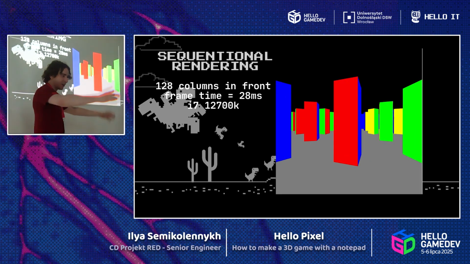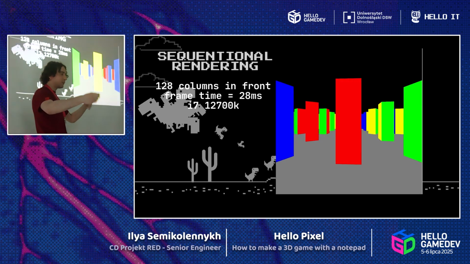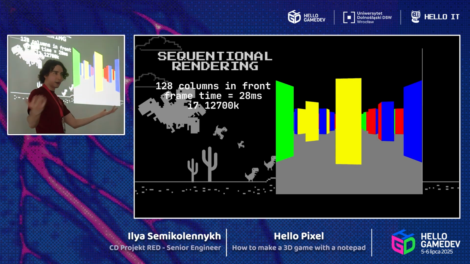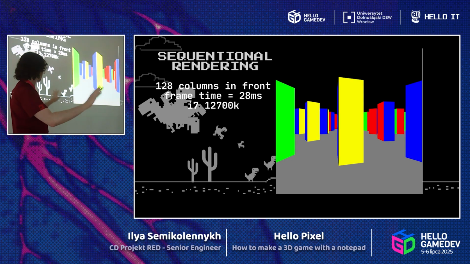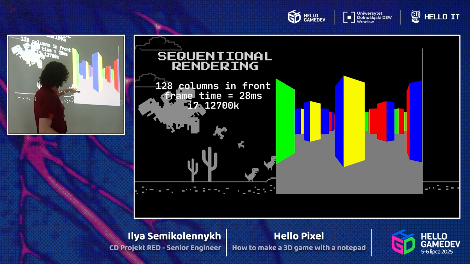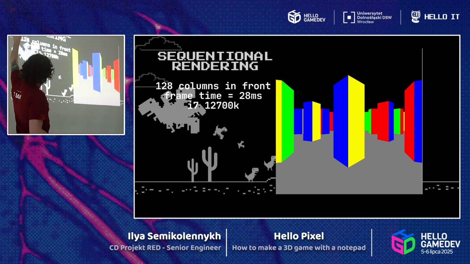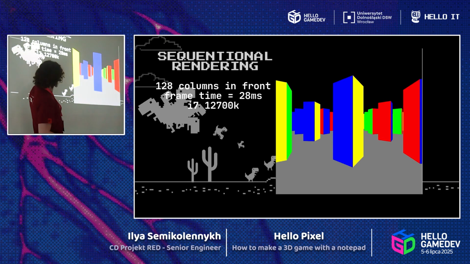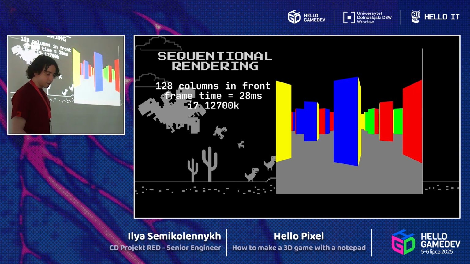You just give it to as many workers as you have, and every pixel can be rasterized separately from the others. You don't have to do it one by one, you can just parallelize it. So I decided to work with the test scene, which contains this many columns. The frame time was around 28 milliseconds on my i7 12700K processor.